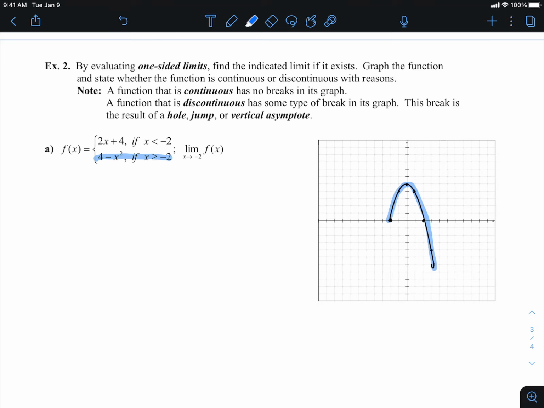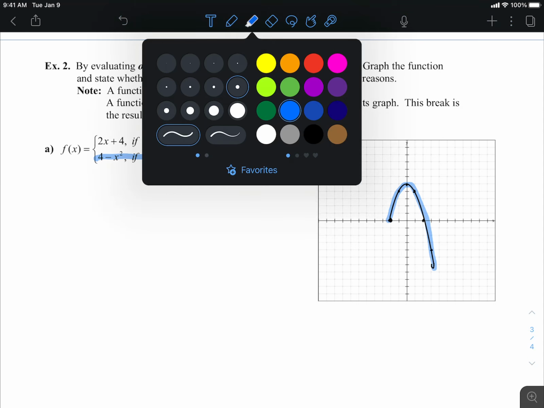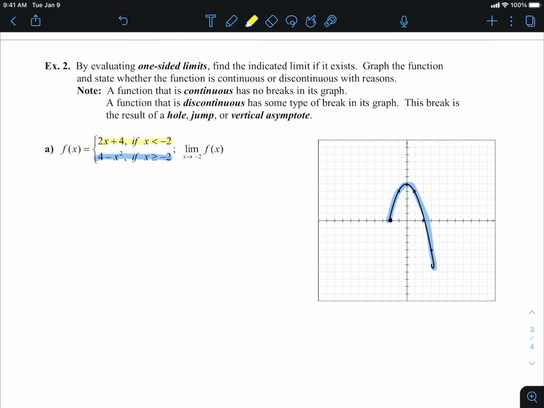The other thing we're going to do here is plot this graph here, which we can do in yellow. Just be careful with the boundary on it. I ultimately want to find out: does this limit exist? Or is the graph continuous as x approaches -2? That's ultimately what we're after. And remember, a function is continuous if there are no breaks in its graph.